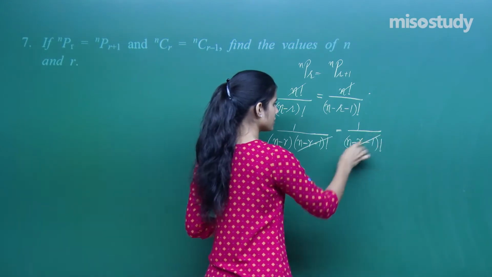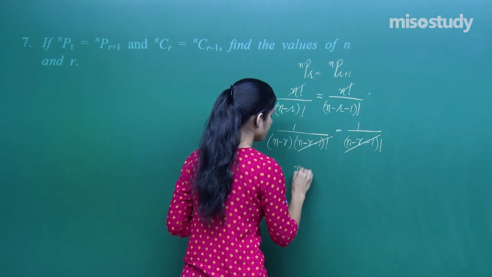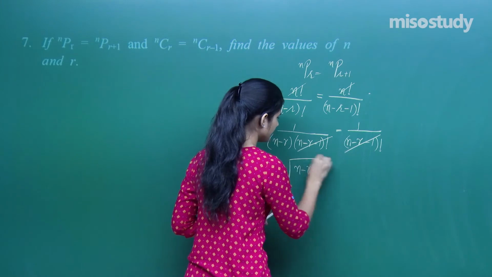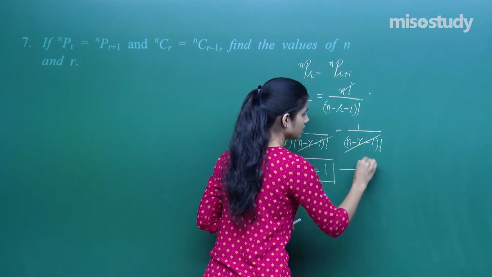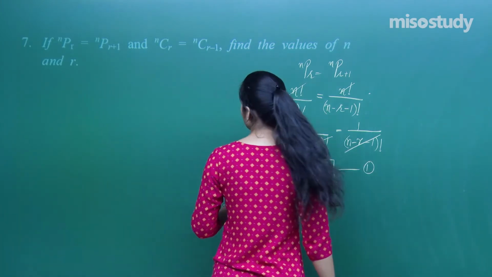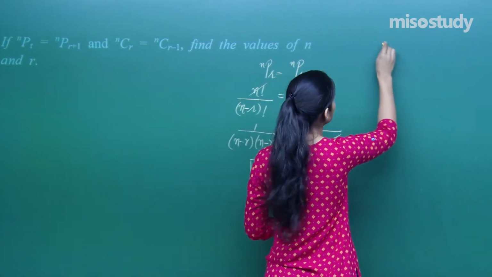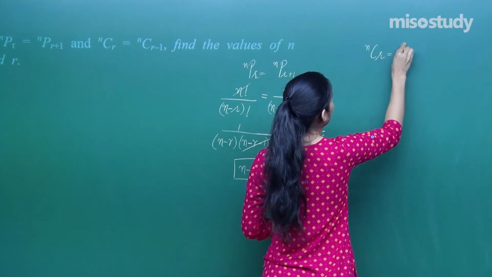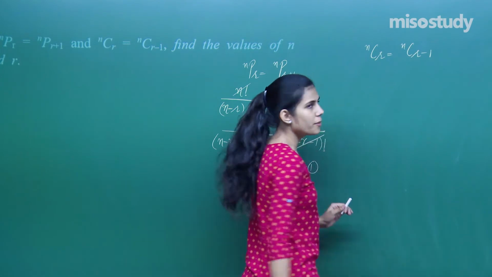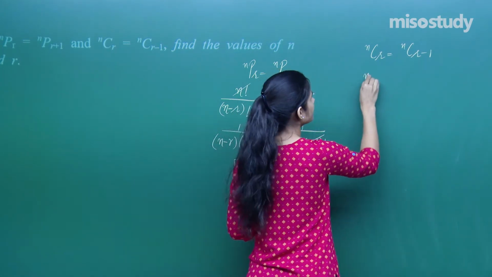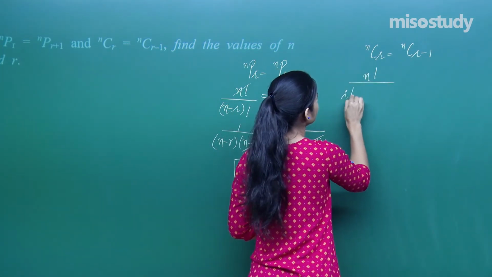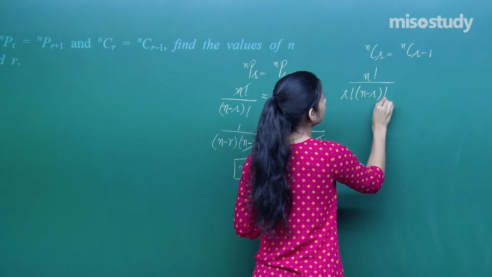This cancels out. What you are left with is n minus r equals 1. Okay. Next says nCr equals nCr minus 1. Use the formula for nCr. What is it? n factorial upon r factorial into n minus r factorial.